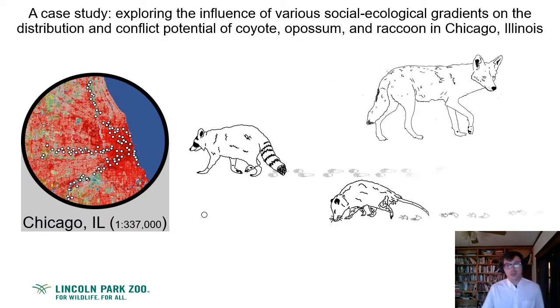And to demonstrate this new or alternative use case of the Koshkina et al. model, I'm going to share the results from a case study where we explore the influence of different gradients on the distribution and conflict potential of coyote, opossum, and raccoon throughout Chicago, Illinois. Since about 2010, my colleagues and I at the Lincoln Park Zoo have been camera trapping four times a year. And all these little white dots you see are where our camera traps are located, from the heart of downtown Chicago outwards about 50 kilometers.